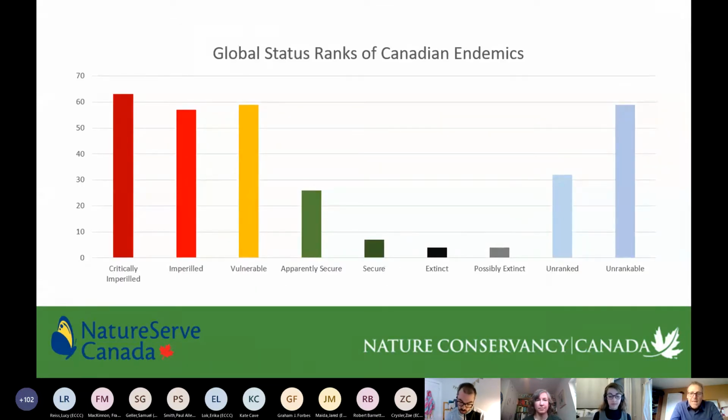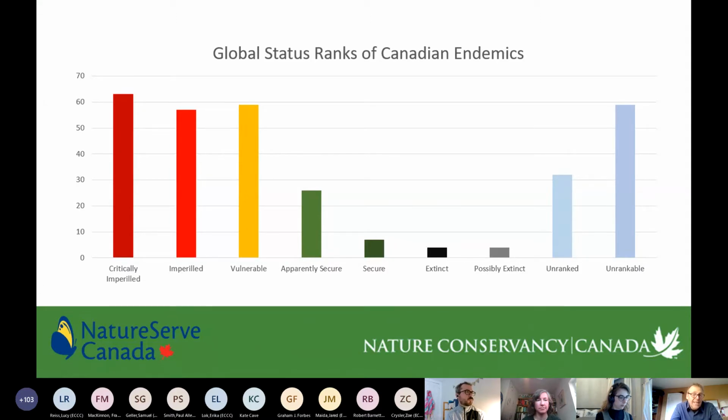We were able to look at the global status of these species, and most of them are globally imperiled. Only about 10% of Canada's nationally endemic species are globally secure. Some of them do have large ranges, large numbers. They just happen to only occur in Canada. But most of them are of global conservation concern. 8 of them are already extinct. What was surprising was the large number that we don't have a lot of information about. About a third of the species that we identified as nationally endemic are unranked or unrankable by NatureServe.